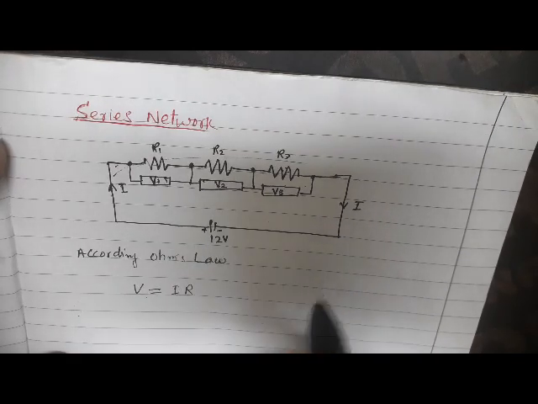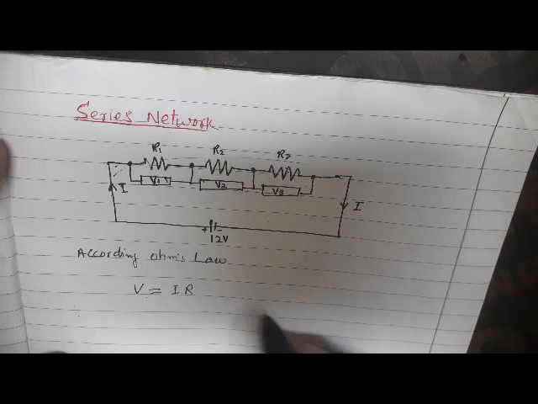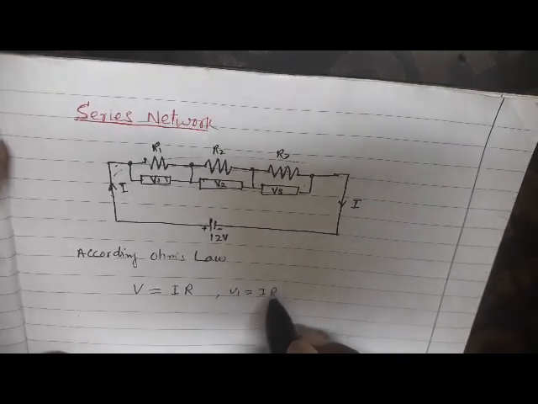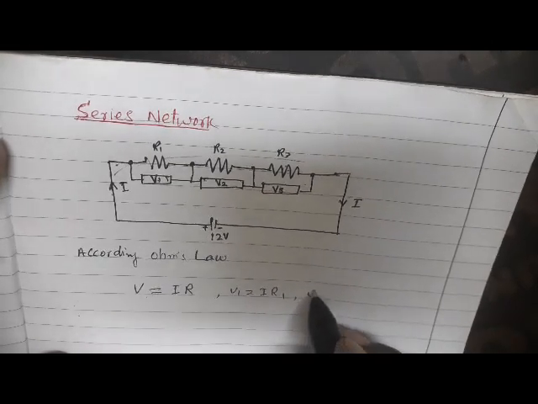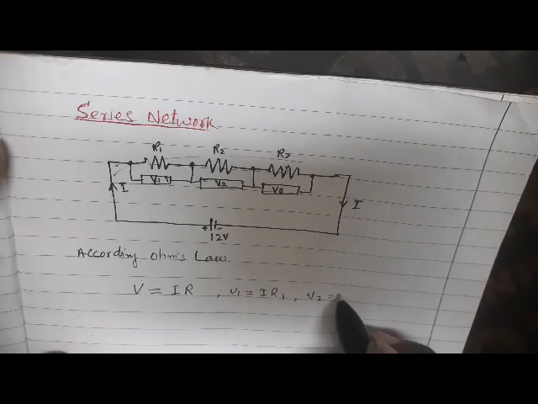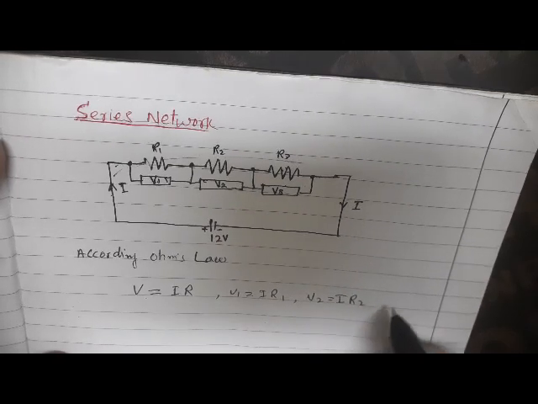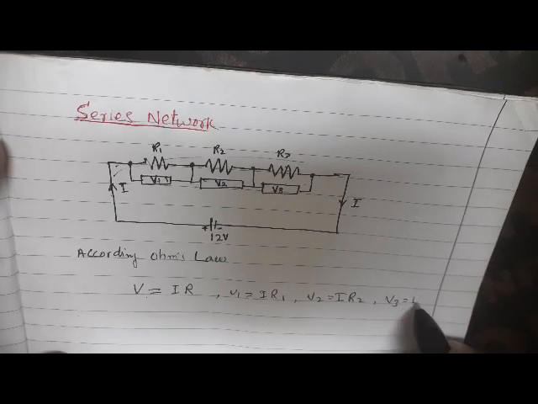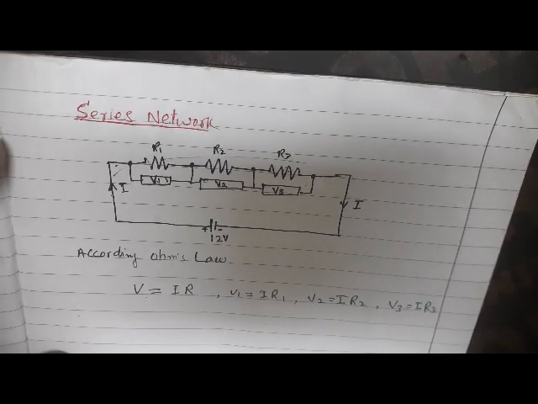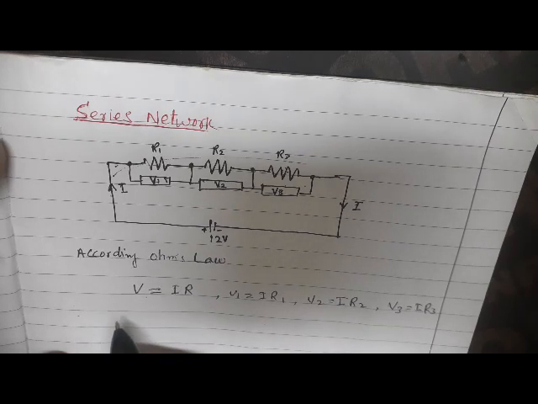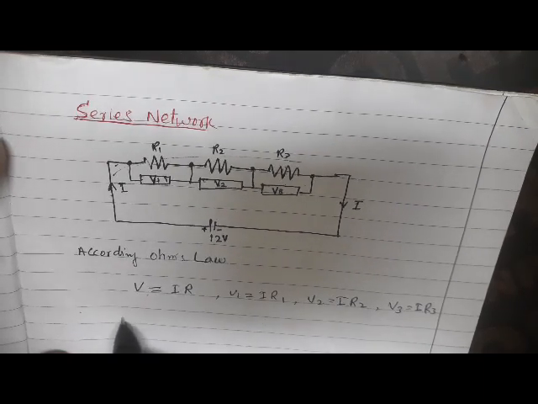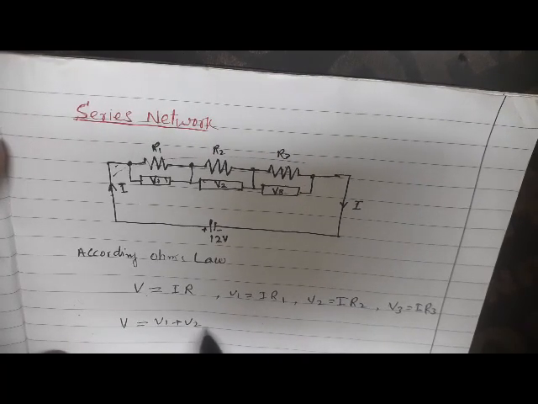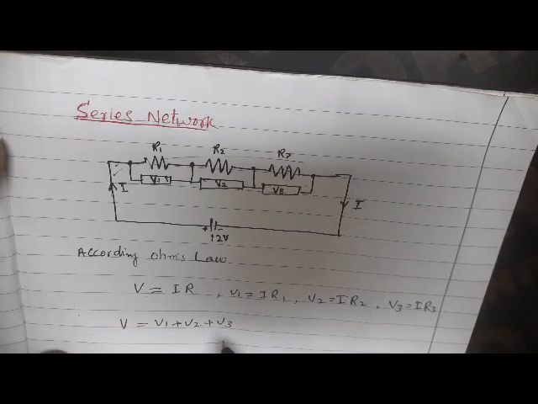If we make equations like this, V is equal to IR, so similarly V1 is equal to IR1, V2 is equal to IR2, and V3 is equal to IR3. We know that V is equal to V1 plus V2 plus V3.